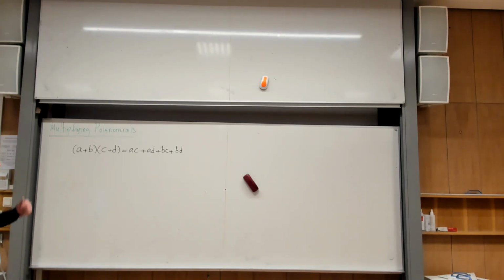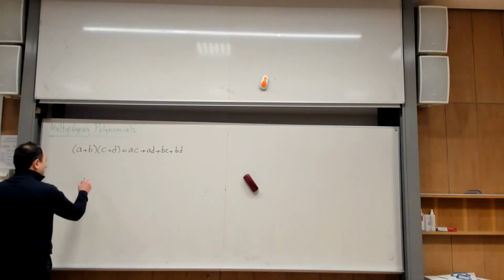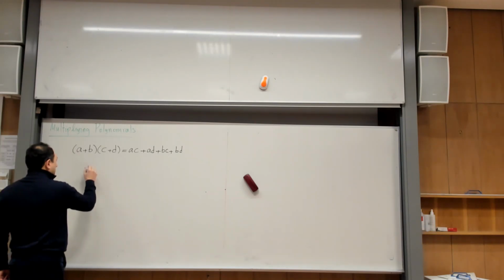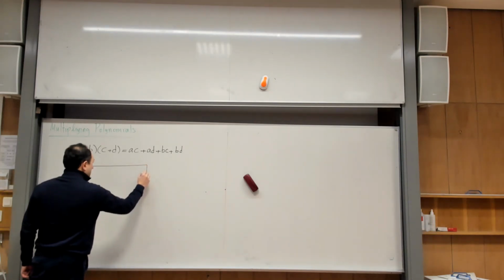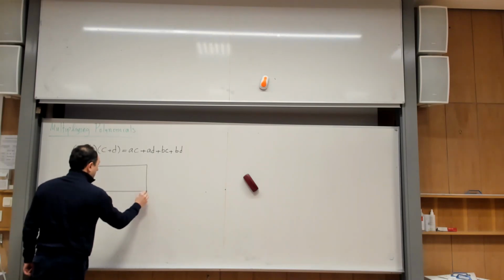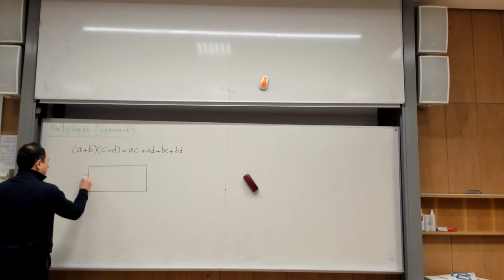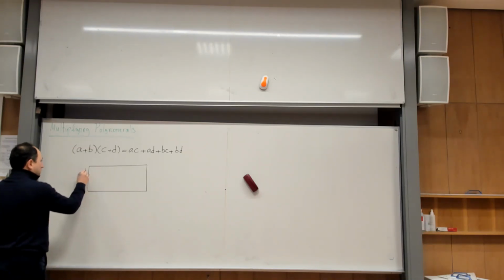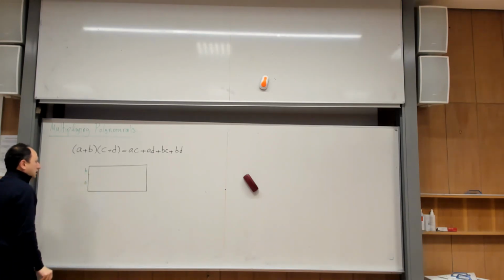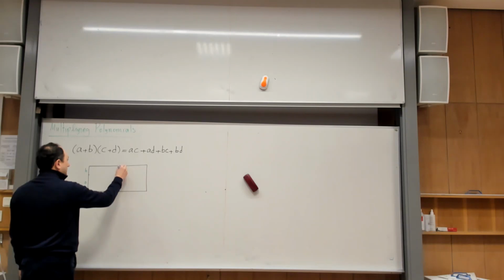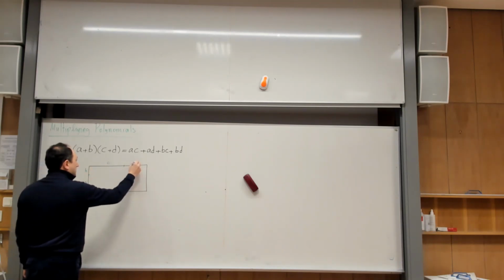You can also look at this from a geometrical point of view. For example, you can consider a rectangle. So let me do it like this. Consider that you have a rectangle here. And then, for example, this part is A units. This part is B units. And then, for example, you have this C units and this D units.